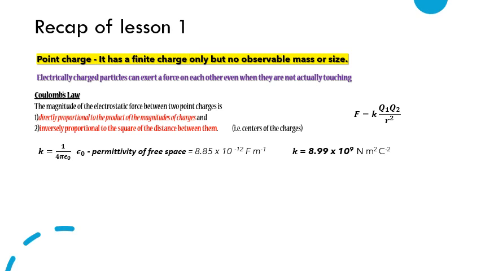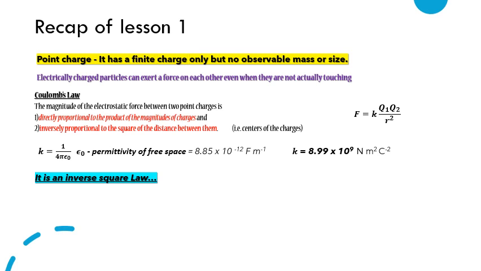K is Coulomb's constant. We have an equation to calculate Coulomb's constant. It is 1 over 4 pi epsilon 0. The epsilon 0 is the permittivity of free space. Its value is 8.85 times 10 to the power minus 12 Farad per meter. And the final value for Coulomb's constant is 8.99 times 10 to the power 9 Newton meters square per Coulomb square.